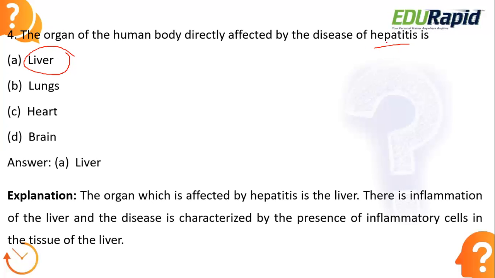When an individual suffers from this disease, the affected liver will start swelling up. There will be inflammation because of the inflammatory cells found in the tissues of the liver, which can cause inflammation of the liver. Okay, move to the next question now.